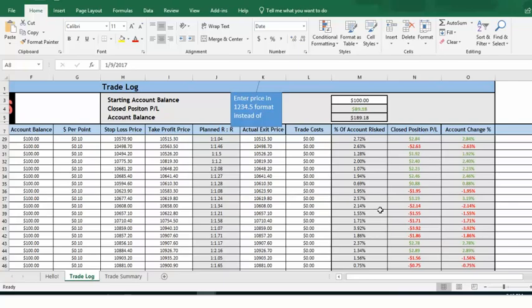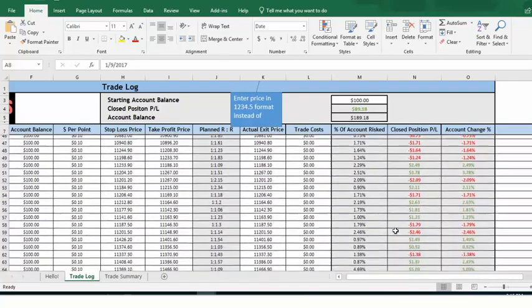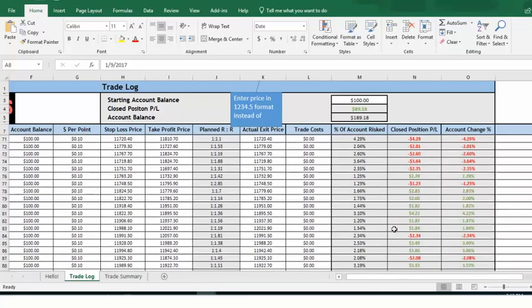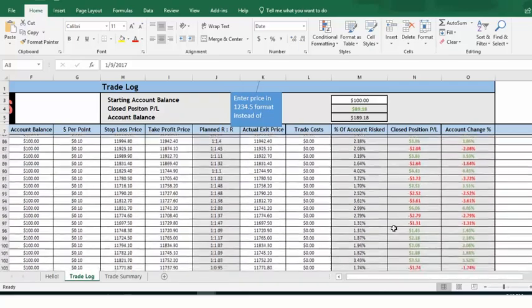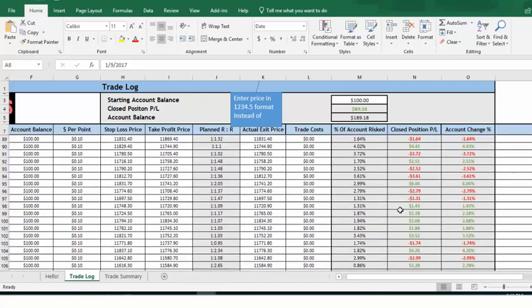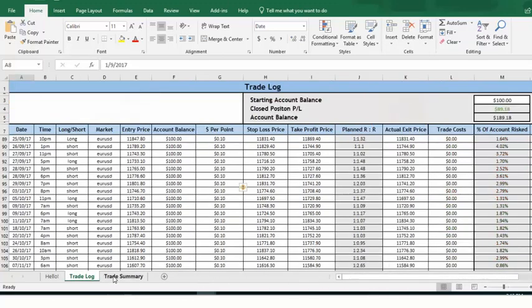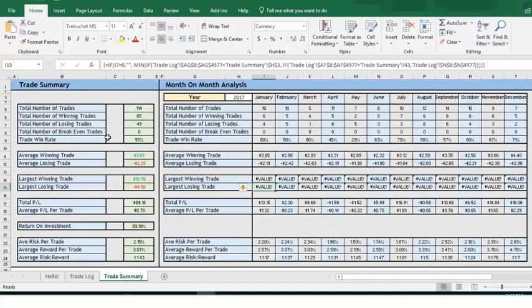1, 2, 3, 4, 5 losing trades in a row. How many winners? On average, you're looking at about four wins, 5 losses, which gives you again back to that whole 57%, or just a midpoint, in terms of the winning rate of the strategy.